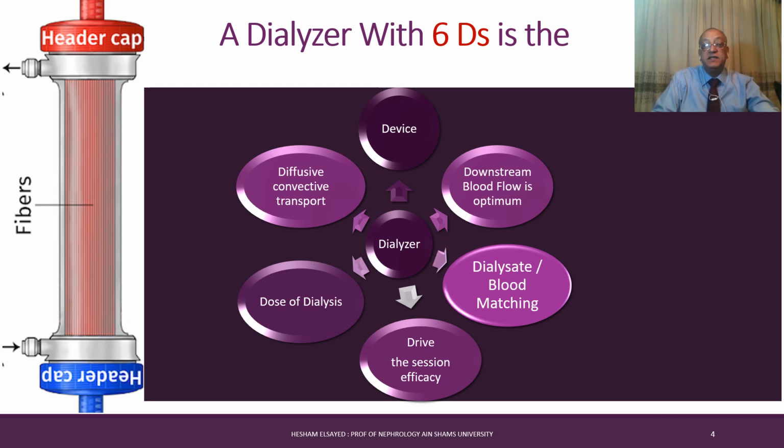So the dialyzer has a 6D: it's a medical device with downstream of blood flow, dialysate and blood best matching. It drives the sessions, and efficacy and dose of dialysis depend largely on the device with enhanced diffusive as well as convective transport. For example, if you have a dialyzer with a specific ultrafiltration coefficient, the nephrologist can control that, either to go with real ultrafiltration or to induce organ stunning by higher ultrafiltration. So overall, the dialyzer is a medical device that a nephrologist can use to drive a safe and efficient dialysis session.